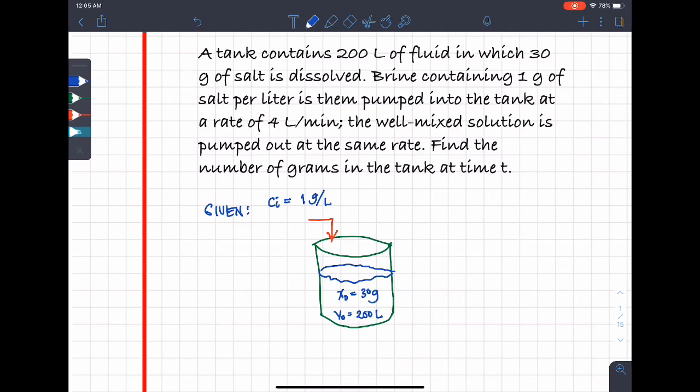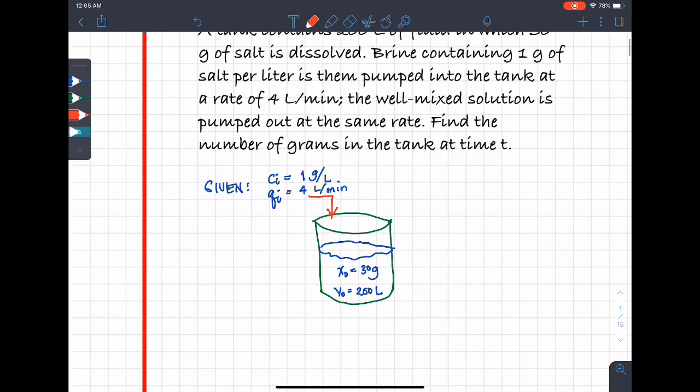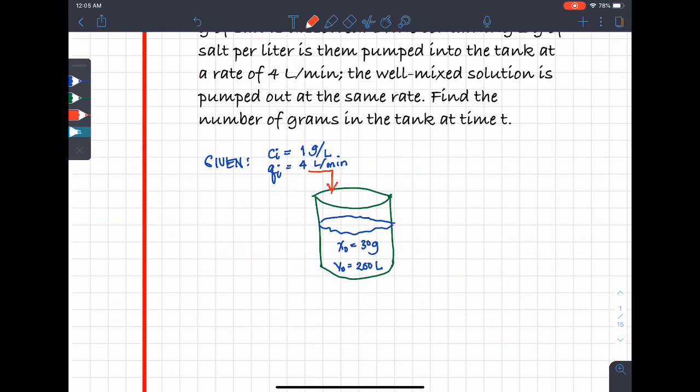And then the brine is pumped into the tank at a rate of 4 liters per minute. So the input flow rate is 4 liters per minute. Similarly, the same amount of mixture is pumped out from the tank, so our Q out is 4 liters per minute as well. Our task this time is to find the number of grams of salt in the tank at time t.